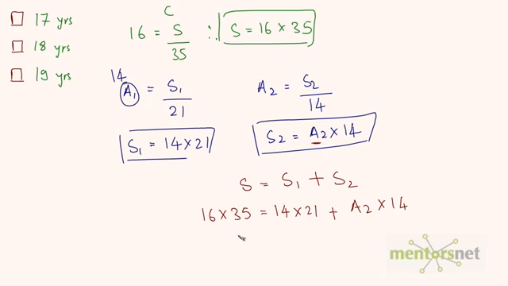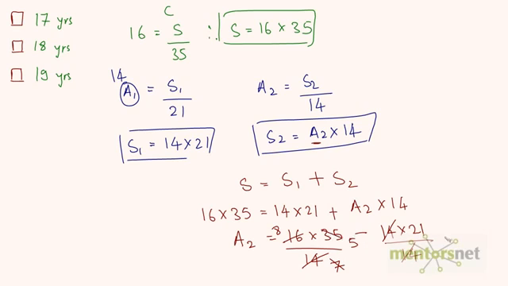This is A2 is equal to 16 times 35. Take the 14 times 21 to the left, which becomes minus 14 times 21, divided by this 14. This 14 can divide each one of these terms. So let's do that. Divided by 14 and this divided by 14. This and this get cancelled out. 2 7s are 14, 2 8s are 16, 7 1s are 7, 7 5s are 35.